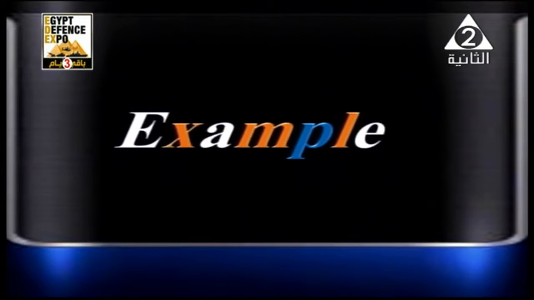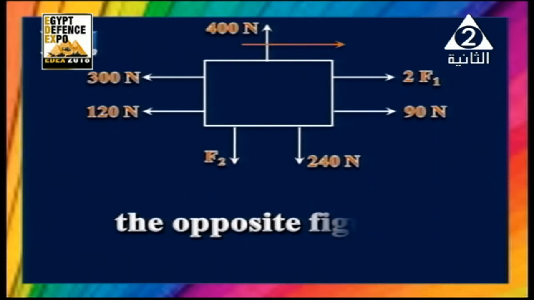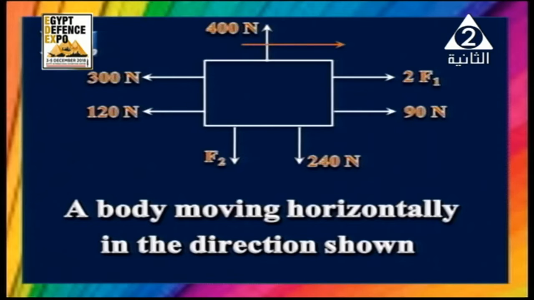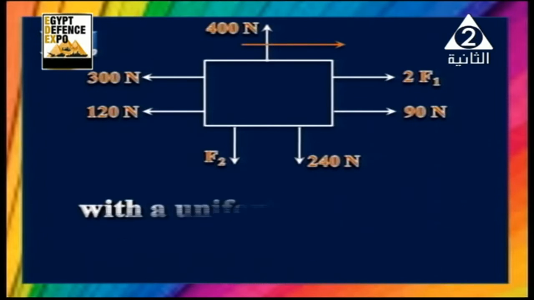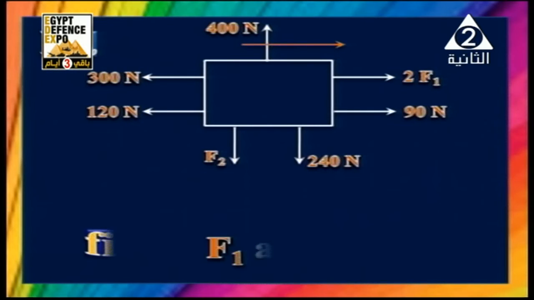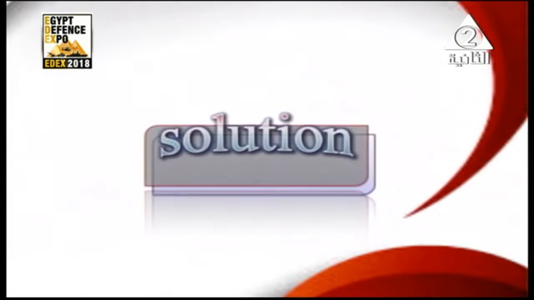Another example. Look at the opposite figure, my dear student: a body moves horizontally, in the direction shown, with uniform velocity of magnitude 8 meters per second. Find F1 and F2. Look at the solution.